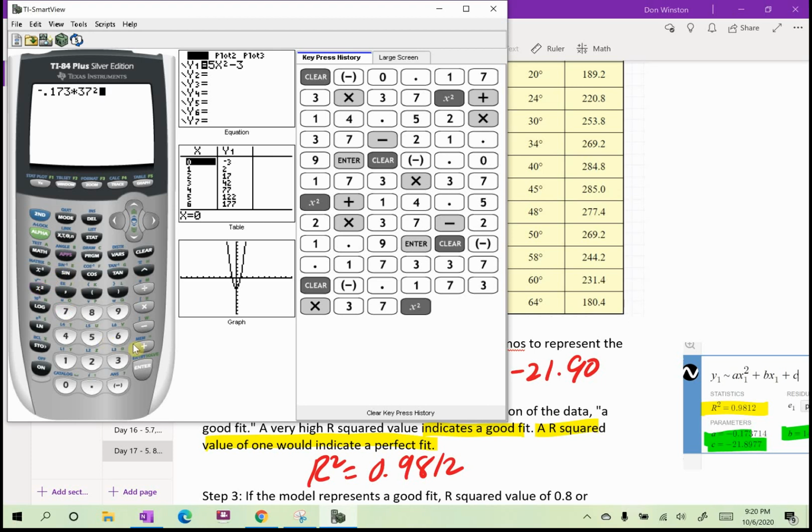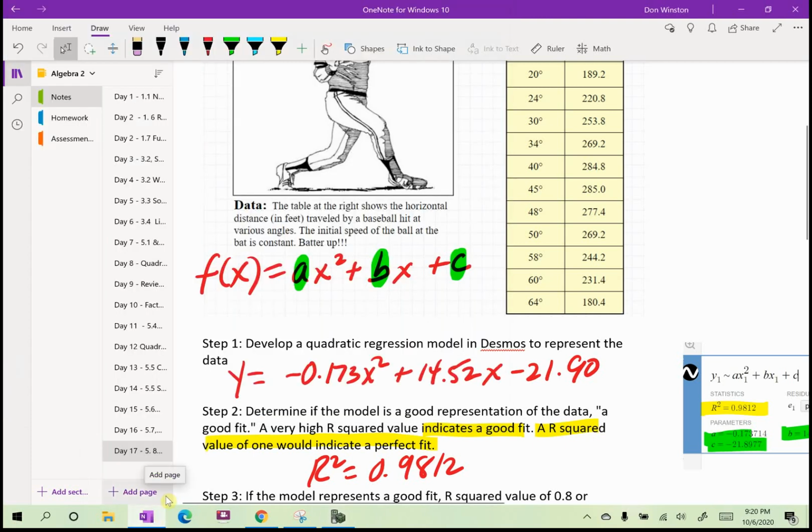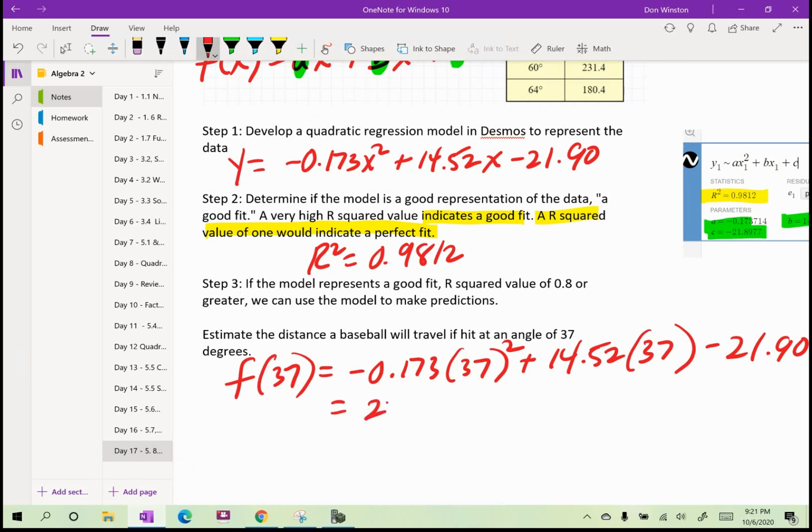Okay, and then plus 14.52 times 37, and then minus 21.9. Okay, that seems better. 278.5 feet. Okay, so this would give me 278.5 feet. Just let me verify that again.